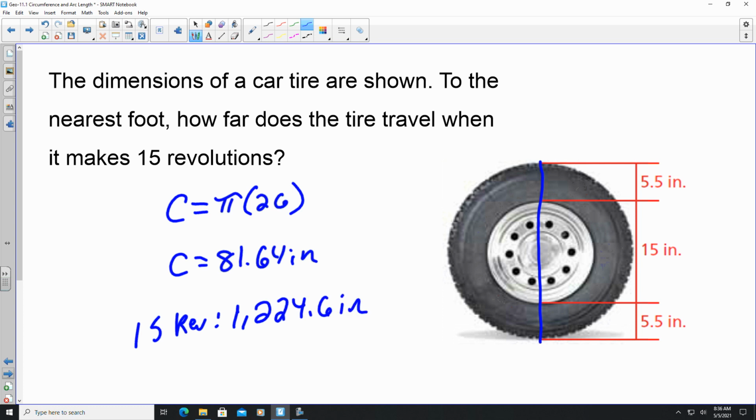If I multiplied that by 15, 15 revolutions would get us 1,224.6 inches. Now, we're looking for the nearest foot, and there are 12 inches in a foot. I take 1,224.6 divided by 12, and it is 102.05, but to the nearest foot is 102 feet. So that is the distance the tire travels after 15 revolutions.